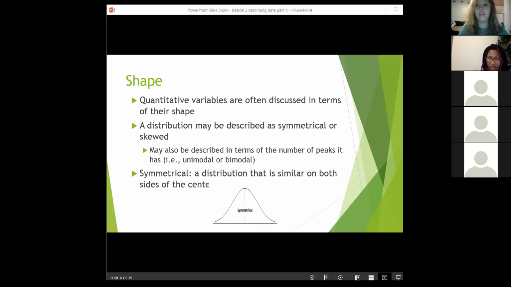Let me draw. Bimodal would be something like this, with two peaks. This would be unimodal because there's only one peak. Symmetrical is the same on both sides, a mirror image, centered, so you guys probably get that.